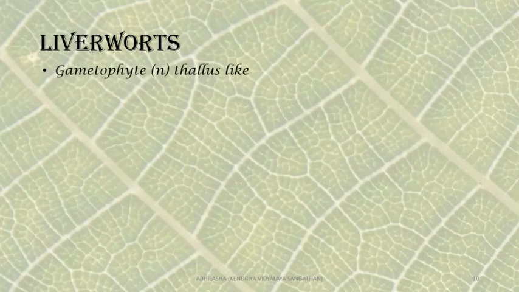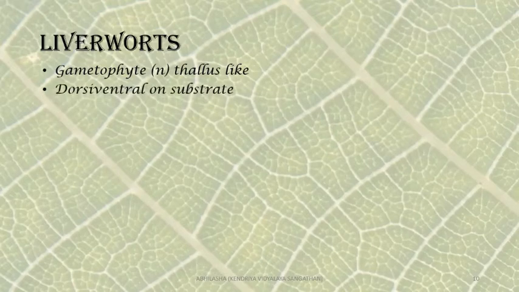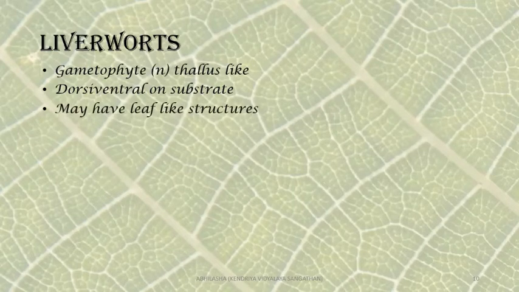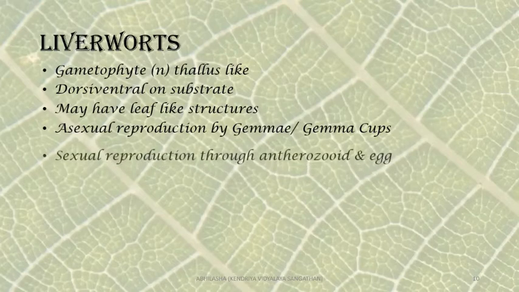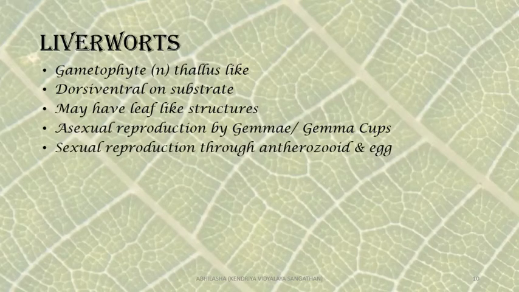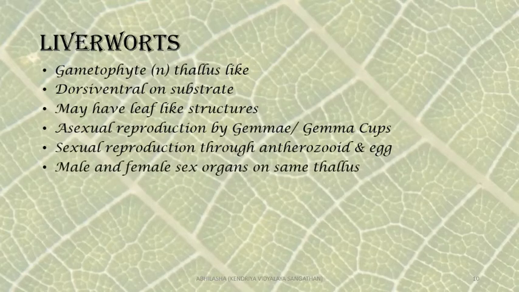Liverworts have the main plant body gametophyte, and this gametophyte is thallus-like or undifferentiated. It lies dorsiventral on the surface, that is prostrate on the surface. It may have leaf-like structures. Asexual reproduction is through gemma or gemma cups. Sexual reproduction, as we just studied, is through antherozoids and egg cell. The male and female sex organs are present on the same thallus, so liverworts are homothallic.